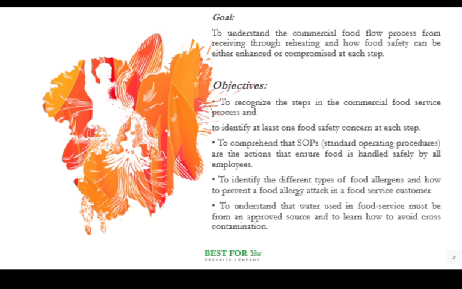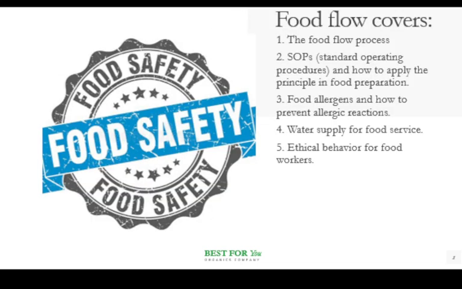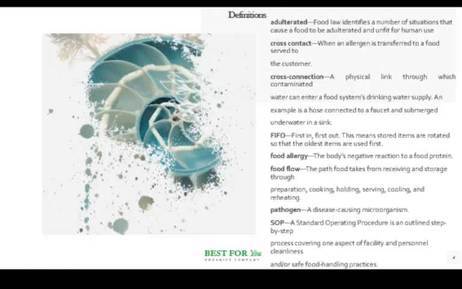The food flow covers, first, the food flow process; second, the SOPs, or standard operating procedures, and how to apply the principles in food preparation; third, food allergens and how to prevent allergic reactions; fourth, water supply for food service; and fifth, the last, ethical behavior for food workers.